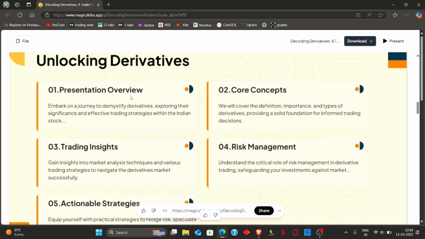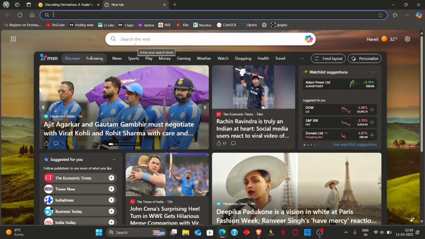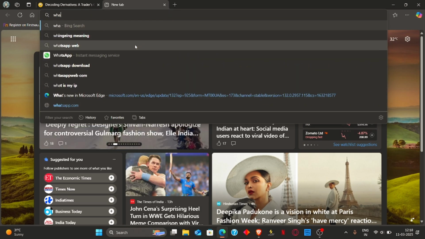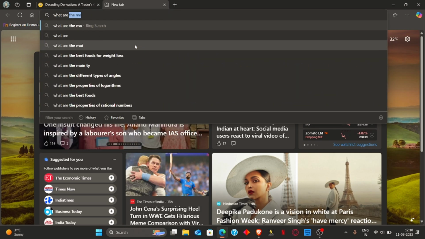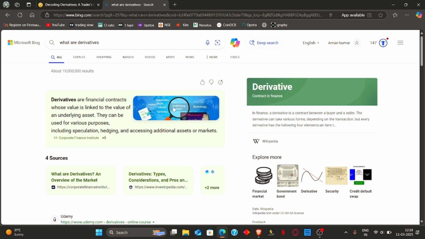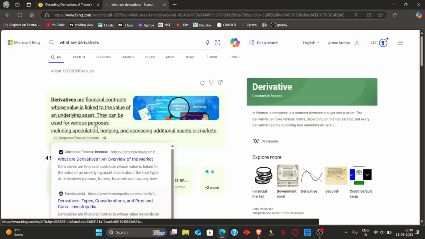So first of all, the overview of the derivatives. Let us check on the web what derivatives are. As we see on the web, it is written that derivatives are financial contracts whose value is linked with the value of an underlying asset. They can be used for various purposes, including speculation, hedging, and accessing additional assets or markets.